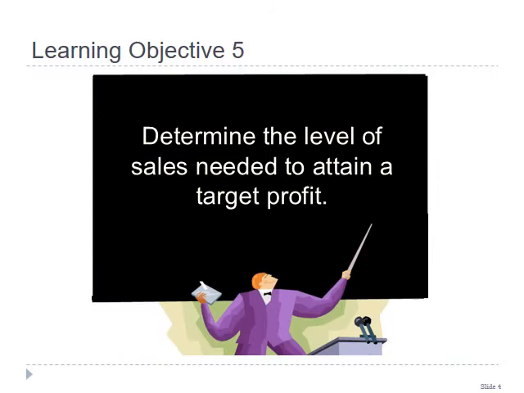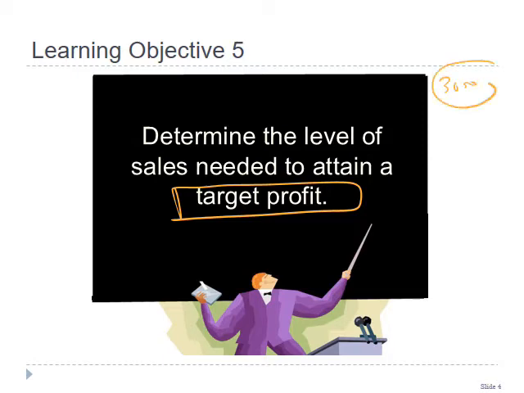Now coming towards our learning objective 5, which is to determine the level of sales needed to attain target profit. We already covered this target profit example, but with a different taste. Like in our previous slide, we talked about how we want to sell 150 units with a target profit of 3000, and we had this kind of discussion before. But now we are formally starting to explore this concept. So let's move to the next slide.